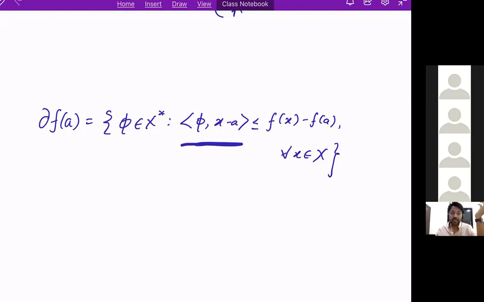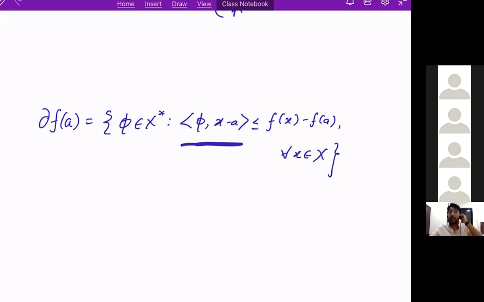Non-emptiness is guaranteed by... the continuity doesn't guarantee non-emptiness. The convexity is what guarantees non-emptiness. In fact, there is an example. Sorry? Continuity and convexity are required for non-emptiness, right?